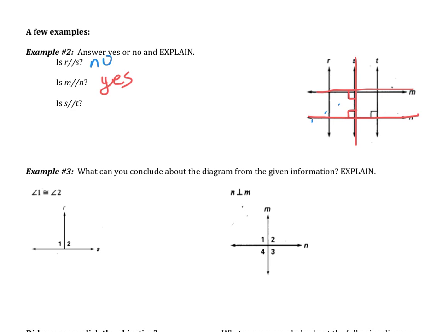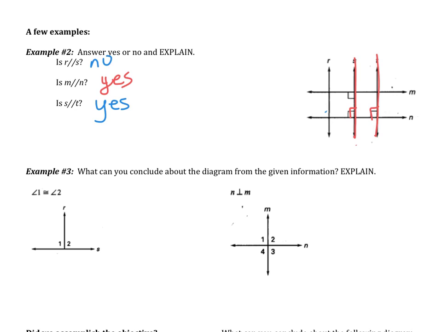Okay, next one. S parallel to T. Okay, so I've got S is perpendicular to N. T is perpendicular to N. Since S and T are both perpendicular to the same line, they are parallel to each other, so again, yes. So we're using our theorems.